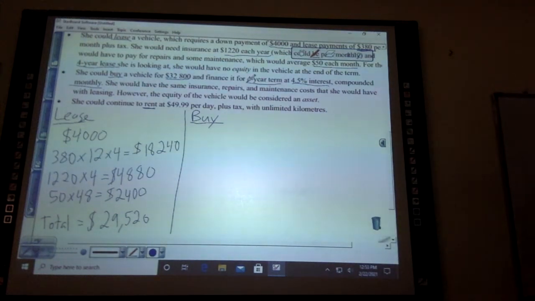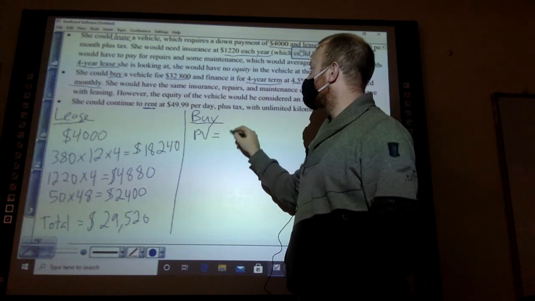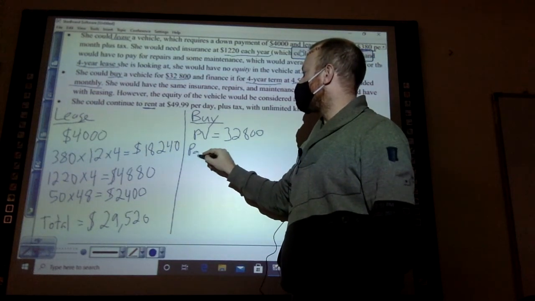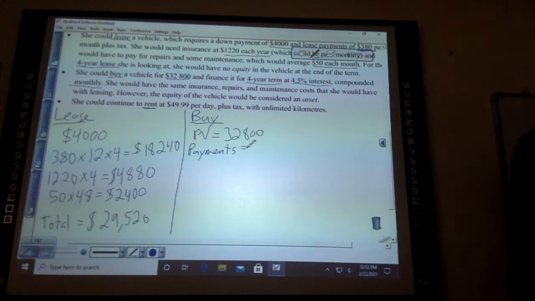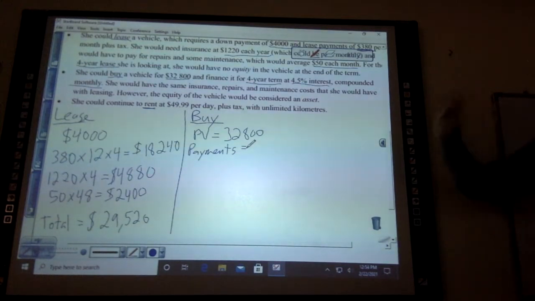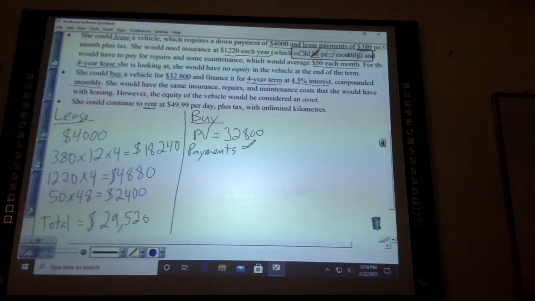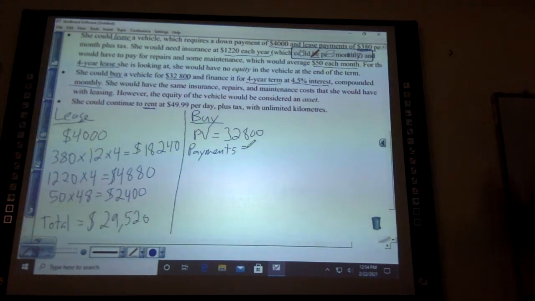So in order to solve this one, we're going to use what's on the phone app. So we're going to look at present value. We know what that one is, 32,800. We've got, what are the payment amounts? Is she paying it off every month or every week or anything like that? Does it say she's paying every year? It says a 4-year term. It says the interest is compounded monthly, but it doesn't say anything about paying this much every month, or $100 every week. So she's not.